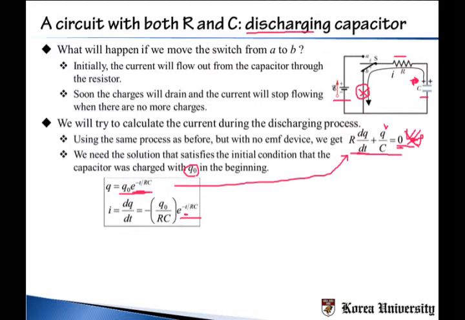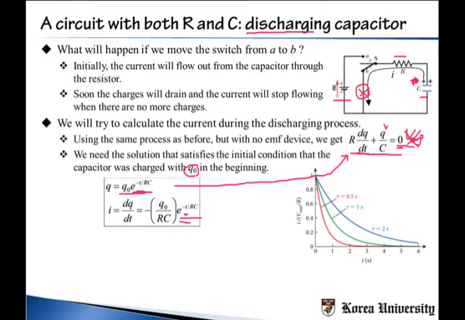And what if you insert t equals infinity? Then again, exponential of minus infinity is just like 0. So current also becomes 0 at infinity. So in the end, there will be no current flowing, right? Okay. And this graph shows you how the current changes as a function of time.